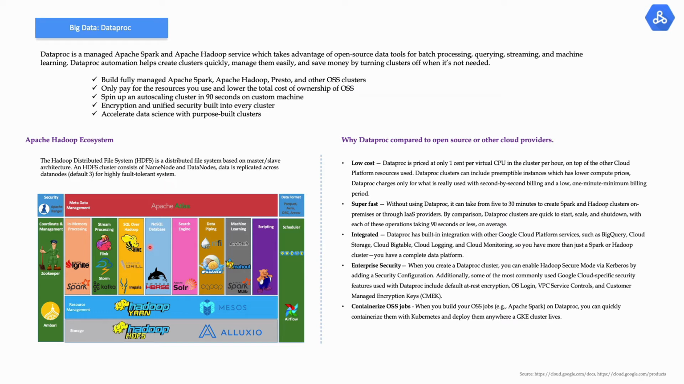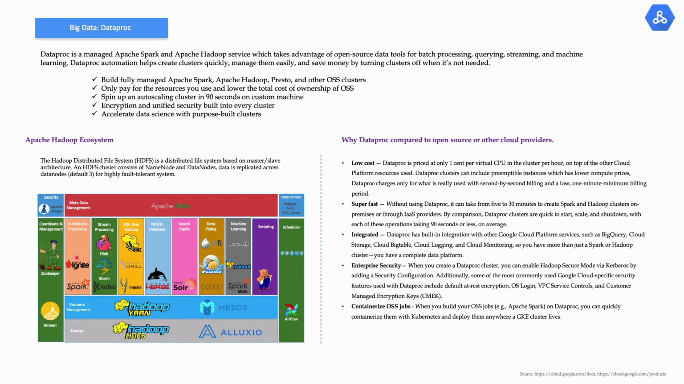By default, the replication factor is three, for a highly fault tolerant system. And each one of these open source projects has evolved over a period of time to satisfy specific use cases. At the bottom you have the storage, then you have YARN, which is Yet Another Resource Negotiator, which is used for resource management.